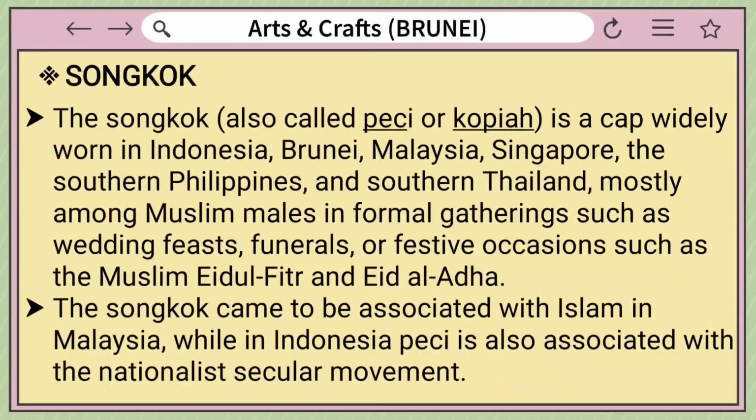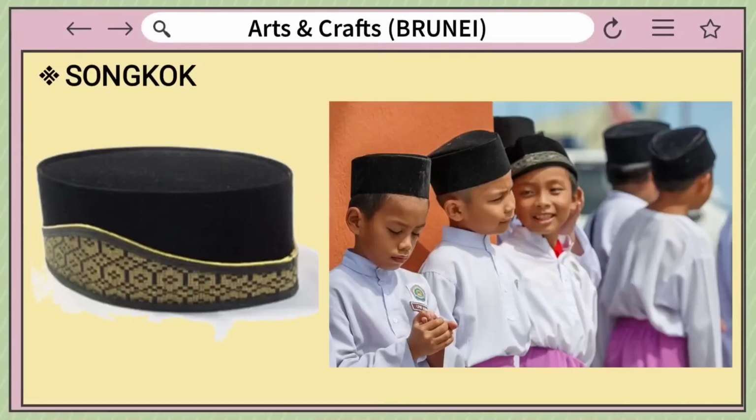The songkok came to be associated with Islam in Malaysia, while in Indonesia, peci is also associated with the nationalist secular movement. This is an example of a songkok.